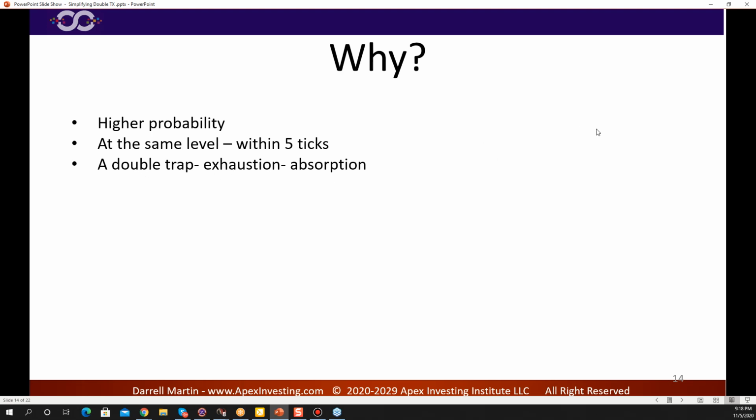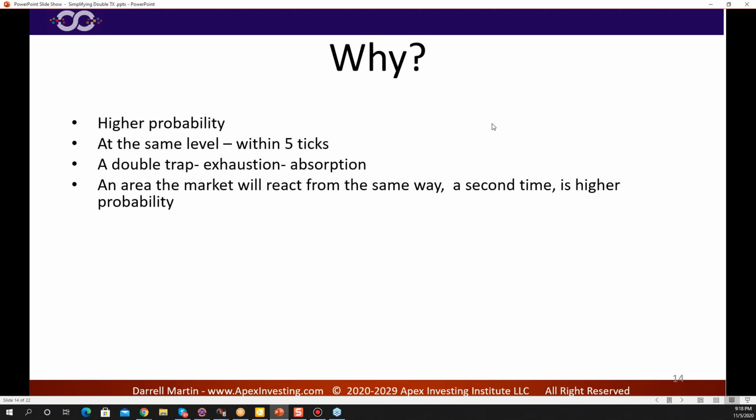Like I say here, it's a double trap. It's a double exhaustion. It's a double absorption. It's a double rejection. You already have seen that the market reacted that way right there. You saw that a bunch of retail traders came in right there once, trying to push it one way or thinking it's going another way. And what happened? They got trapped and it went the other way. So an area that the market will react to the same way a second time is a higher probability.